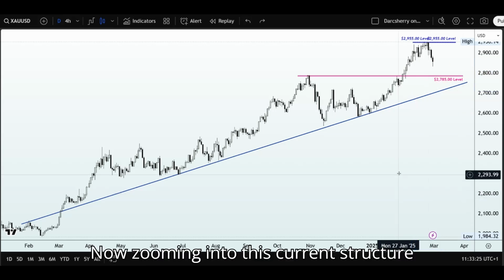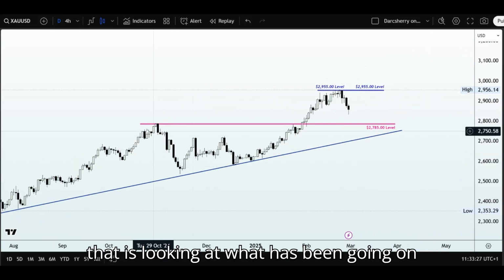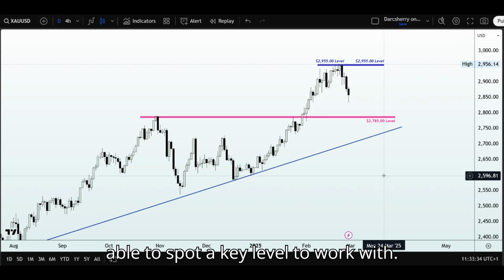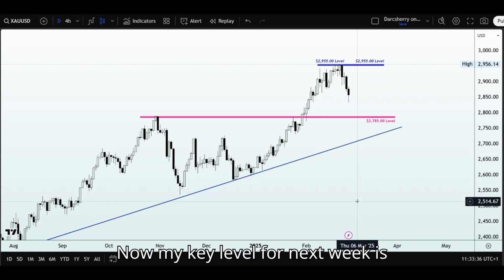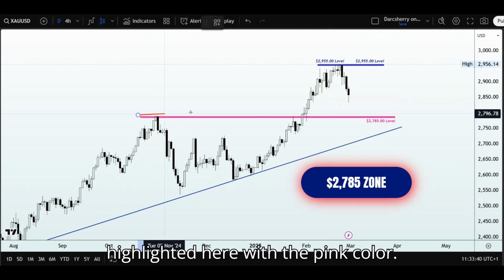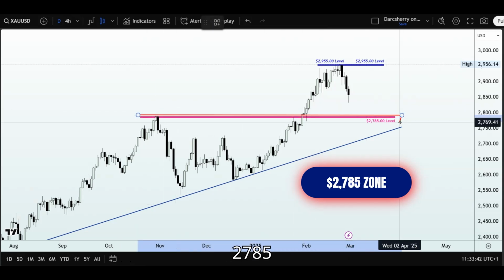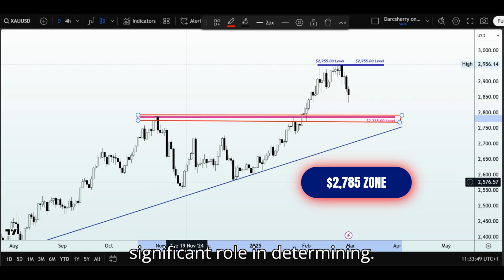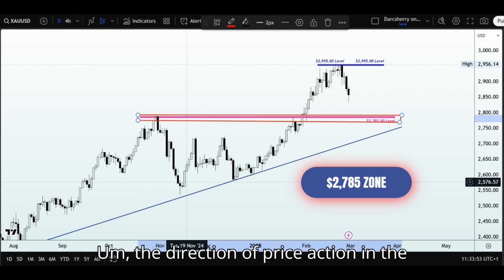Now, zooming into this current structure, that is looking at what has been going on here since the month of October, I was able to spot a key level to work with. My key level for next week is highlighted here with the pink color. That's the 2785 level, an area which has played a significant role in determining the direction of price action in the last 4 to 5 months.